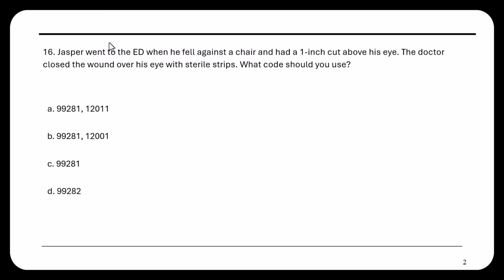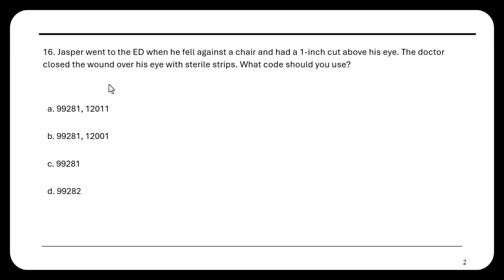Okay, we're gonna start with Jasper, who went to the ED when he fell against a chair and had a 1-inch cut above his eye. The doctor closed the wound over his eye with steri-strips or sterile strips. What code should you use? Well, sterile strips are kind of like tape, so he really didn't use stitches here.